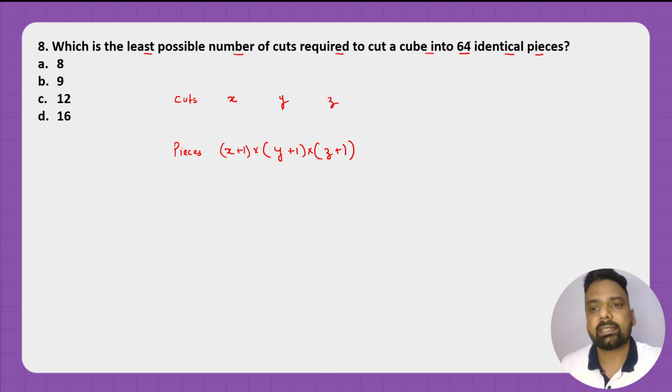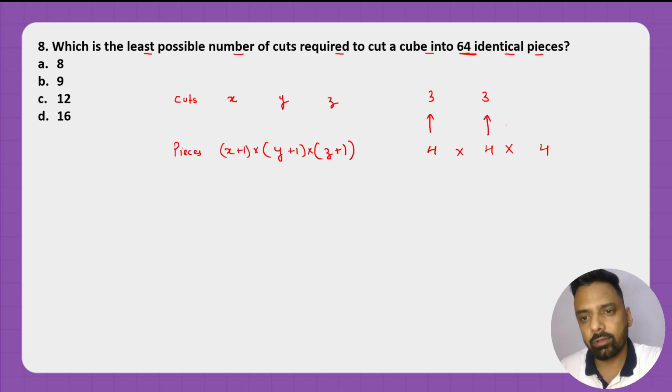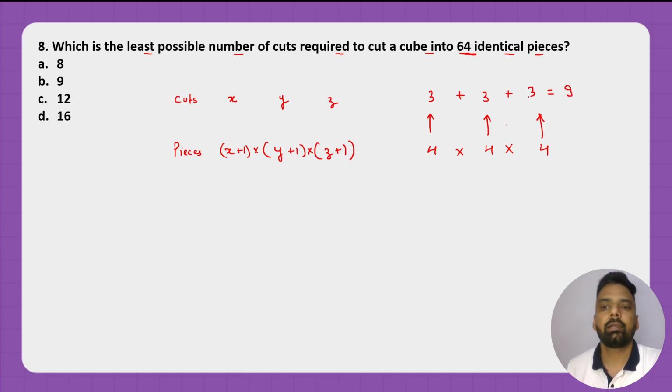Now since I have 64 identical pieces, 64 I can write as 4 into 4 into 4. So the number of cuts in this dimension will be 3, in this dimension 3, and in this dimension 3. That is 4 minus 1, 4 minus 1, 4 minus 1. So the total number of minimum cuts required is 9 cuts.